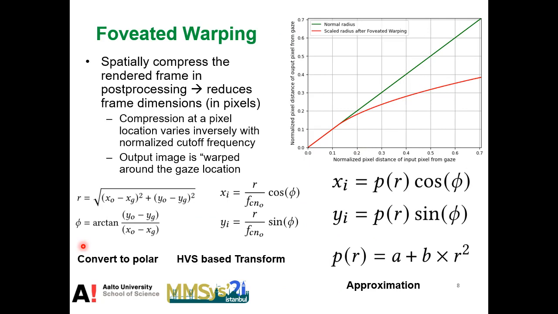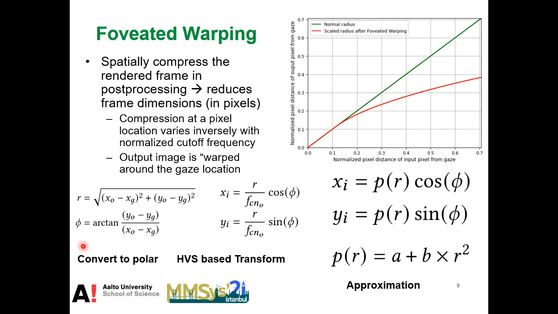We define foveated warping as a 2D image warping operation which takes as input a spatially uniform quality frame and produces an output frame where each pixel is mapped from n number of pixels from the input frame, n being inversely proportional to the cutoff frequency at the current pixel. In practice, we compress the rendered frame in post-processing. The compression is spatial in nature, so the operation is more like squeezing. The resulting frame dimensions in pixels are thus reduced.